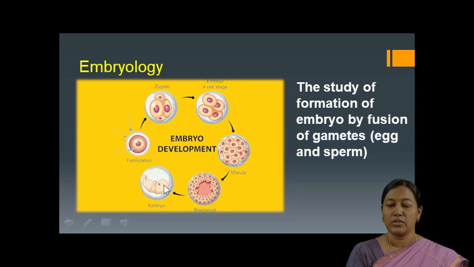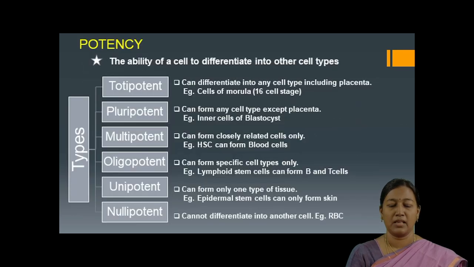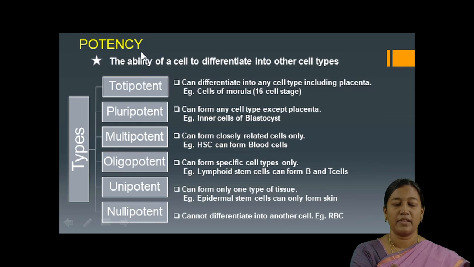The blastula is hollow in the center, and the cells in the center will form the embryo. So this is embryology, which is the study of formation of an embryo by fusion of gametes, the egg and the sperm. Then another important term which is used in developmental biology is potency. Potency is the ability of a cell to differentiate into other cell types. So one cell can form many different roles.